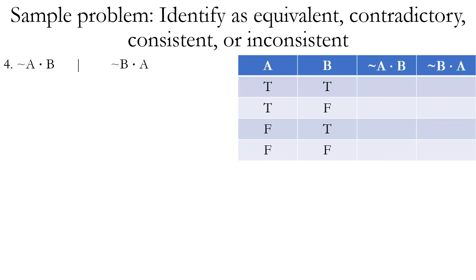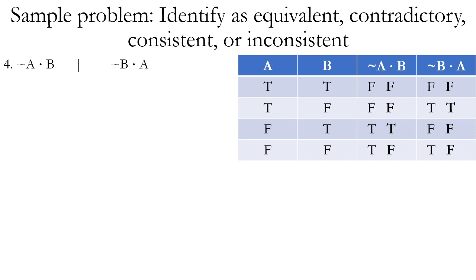Finally, another pair of compound propositions, tilde A dot B and tilde B dot A. Are these equivalent, contradictory, consistent, or inconsistent? So we have two simple statements once again, so our truth table will have 4 rows. Let's fill in the truth values under our compound propositions. Filling in the truth table, we see that each of those conjunctions is only going to be true on one row of the truth table. So for each of them, there's one row where both of the conjuncts are true.